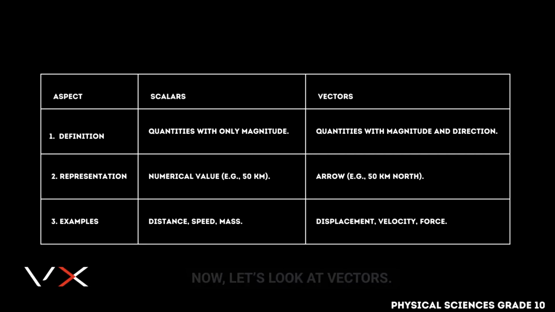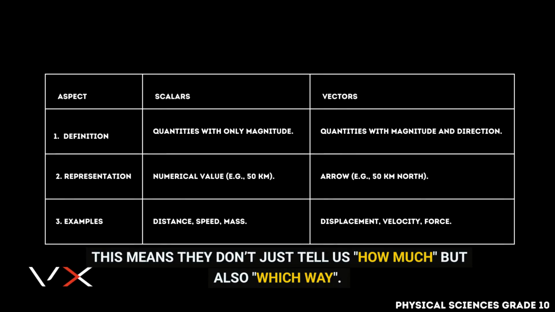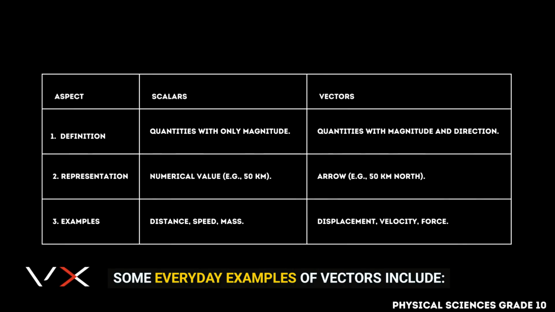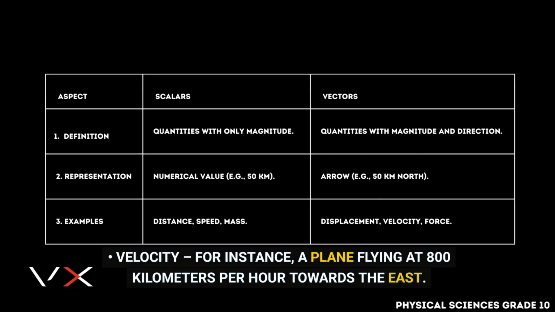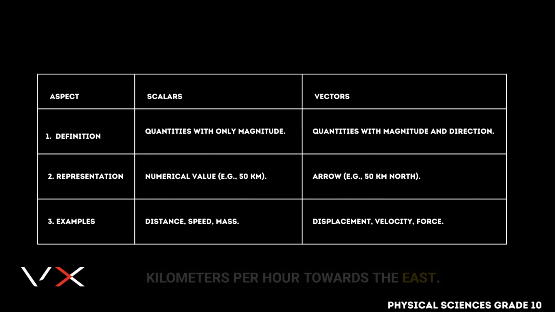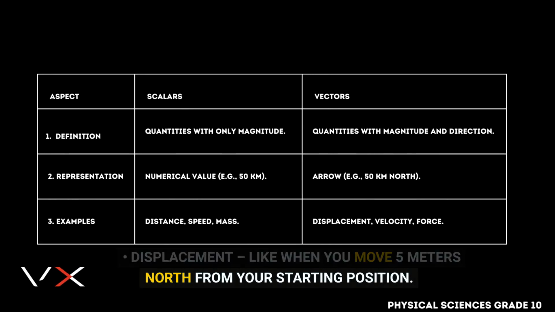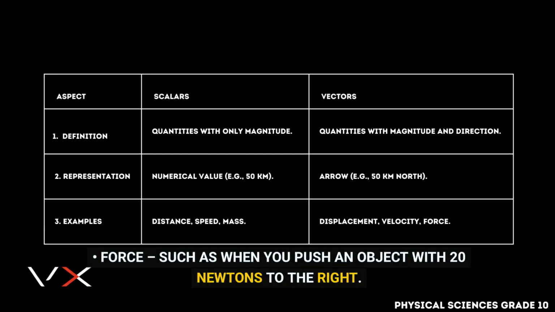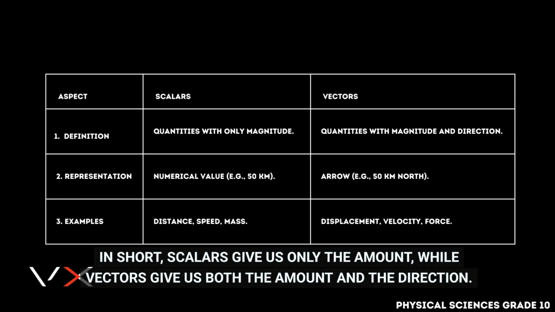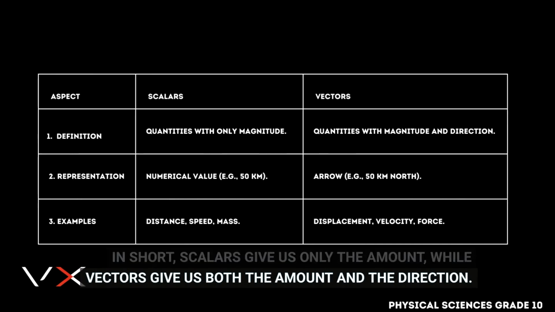Now let's look at vectors. Unlike scalars, vectors have both magnitude and direction. This means they don't just tell us how much, but also which way. Some everyday examples of vectors include velocity. For instance, a plane flying at 800 kilometers per hour towards the east. Displacement, like when you move 5 meters north from your starting position. Force, such as when you push an object with 20 newtons to the right. In short, scalars give us only the amount, while vectors give us both the amount and the direction.